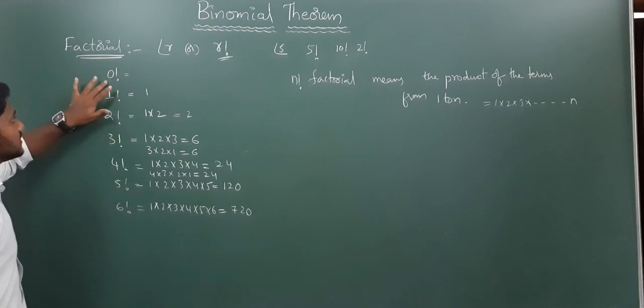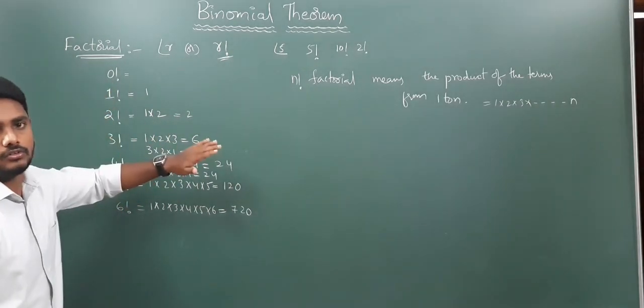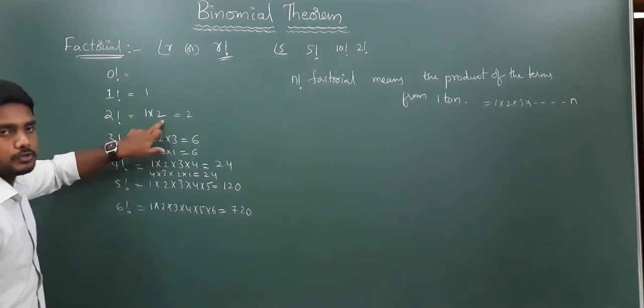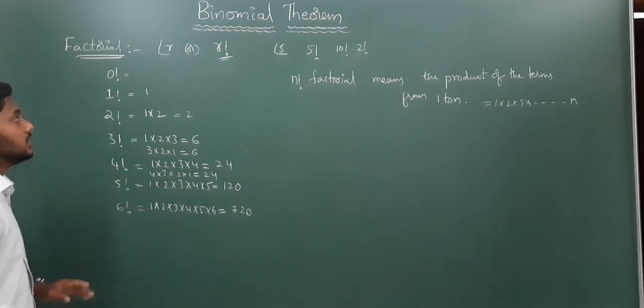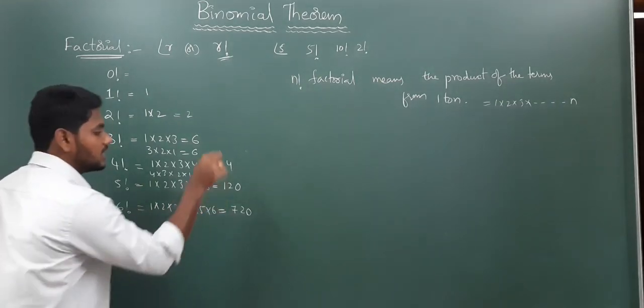Now, see how we can write 0 factorial. We need to start from 1. So 1 into 2, like that we cannot write now. Why? Because 2 factorial means maximum up to 2, 3 factorial means maximum up to 3, 4 factorial means maximum up to 4. But in this case, we will find the value of 0 factorial by using the reverse process.